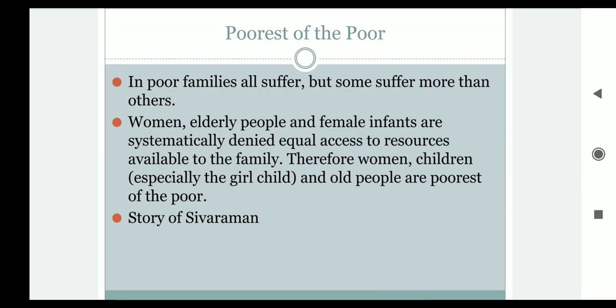In poor families, all suffer, but some suffer more than others. Women, elderly people, and female infants are systematically denied equal access to resources available to the family. Therefore, women, children, especially the girl child, and old people are the poorest of the poor. Children, the story of Shivraman in your book is a typical example of this serious situation in poor families.